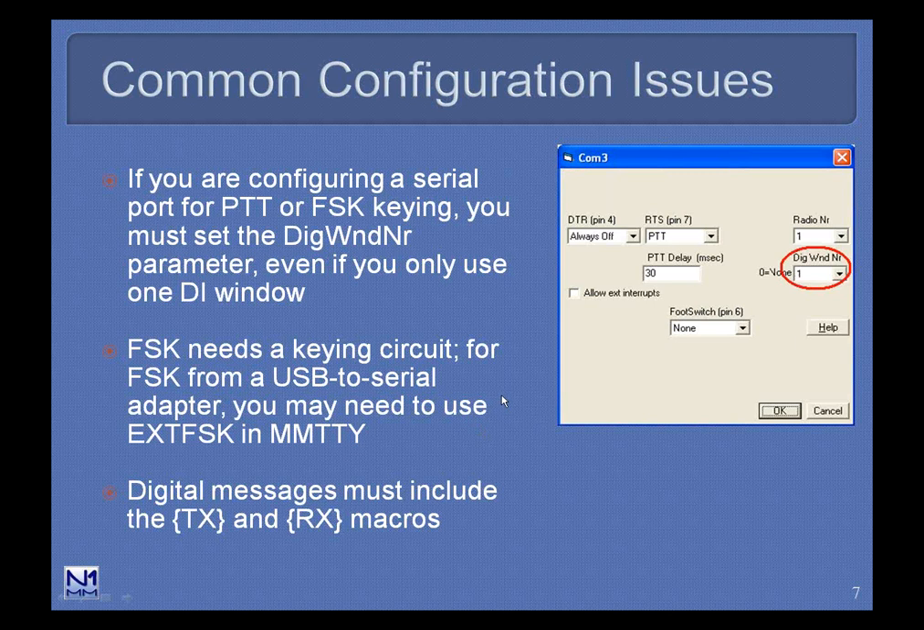Another thing that I see quite often, not only on the logger user group but on other programs as well, is people who start up, they put their radio in RTTY, and then they say, how come I'm only getting a carrier, no modulation? Well, if they're in FSK RTTY, they need a keying circuit. And that keying circuit needs to be configured in MMTTY, and if you're using a USB to serial adapter, you may also need to use the EXT-FSK plugin. All of that's discussed in the documentation, but it's things that trip people up.